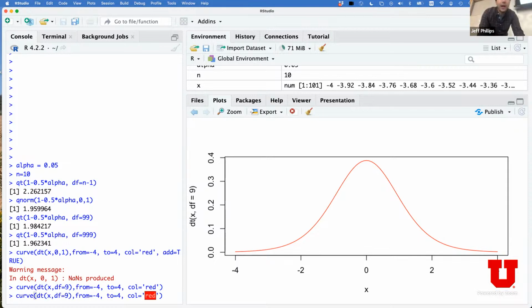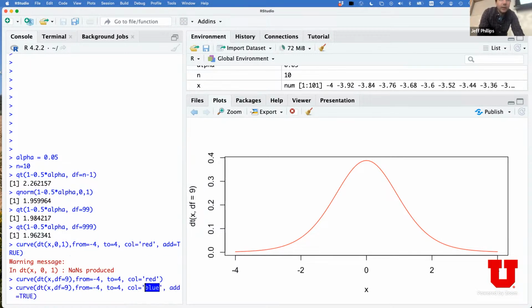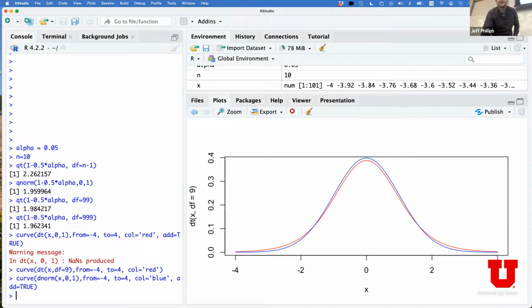Okay, let's plot the normal distribution on top of here. The normal distribution 0, 1, right? So you can see the normal distribution looks very, very similar. You can see the normal distribution up there in blue.